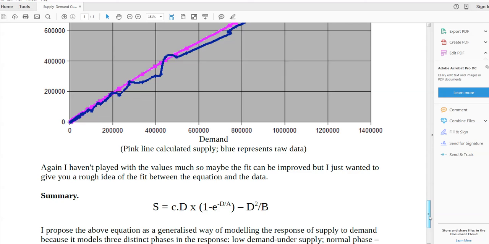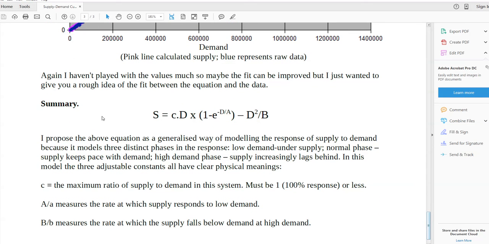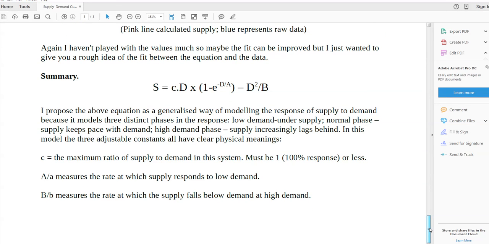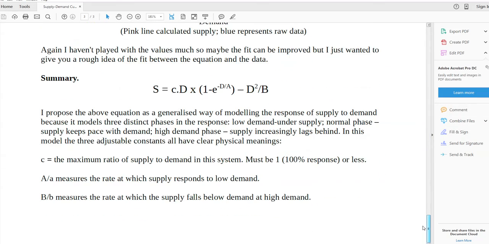So I think this is a way that it's possible to mathematically model the relationship between supply and demand, taking account of the three components of it: the general way in which supply rises with demand, the part at the beginning where you get very low supply initially but rising quickly, and then the tail off at the end where supply starts to fall away again. Of course, I know this doesn't meet your problem of trying to predict demand, but I just thought I'd tell you about it in case it should be of any use to you.